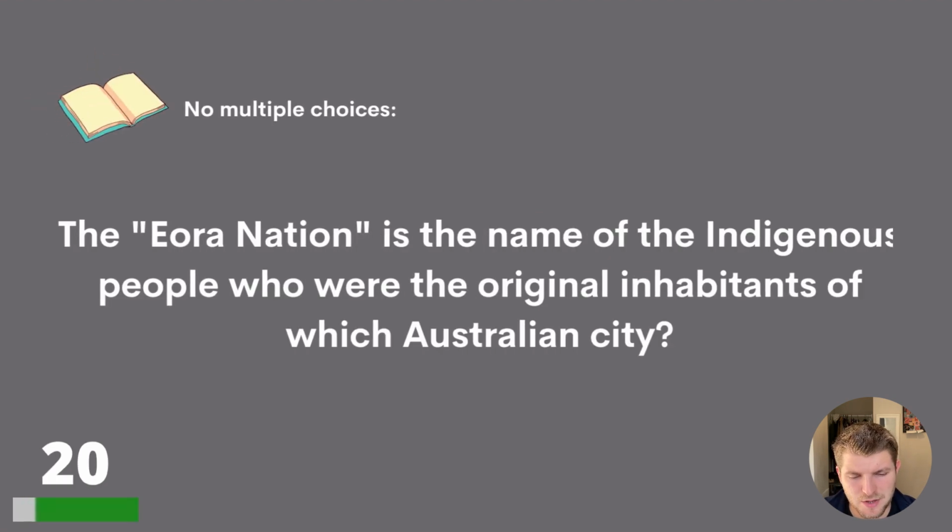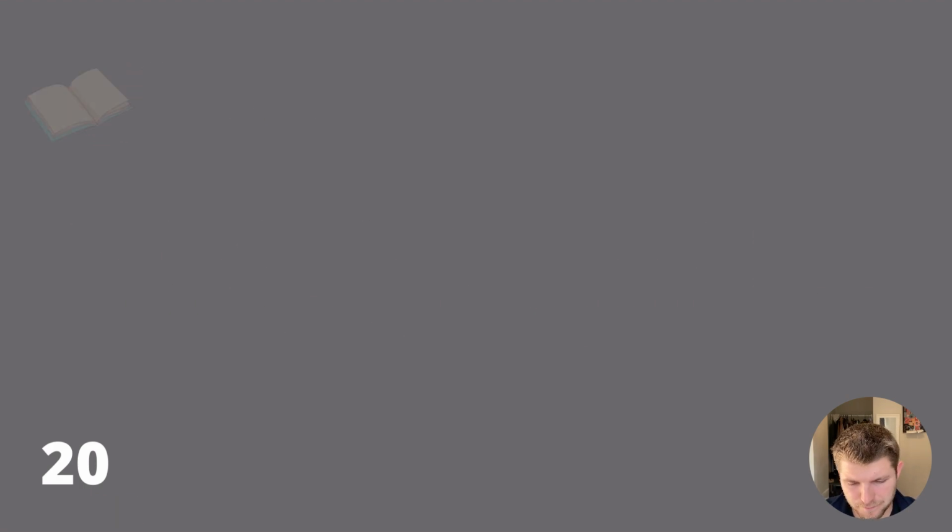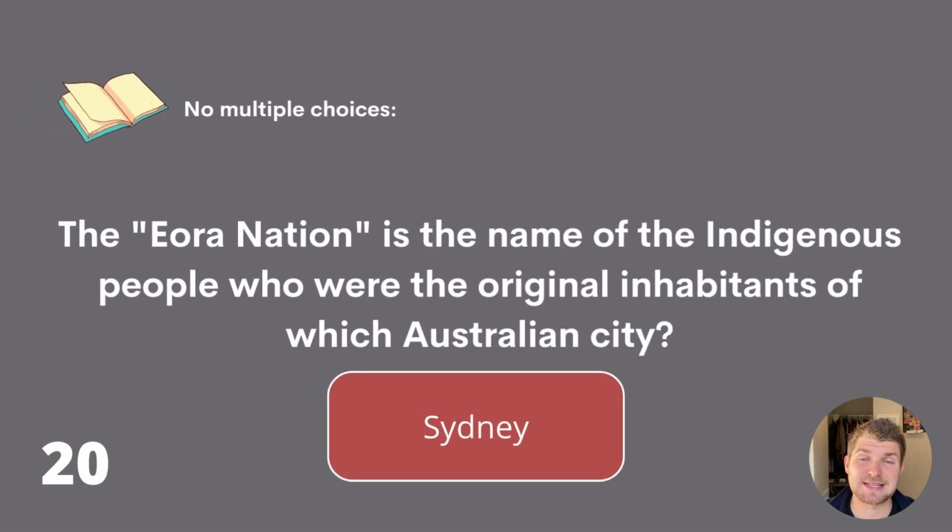20. The Eora Nation is the name of the indigenous people who were the original inhabitants of which Australian city? There are no multiple choices for question 20. The answer is Sydney.